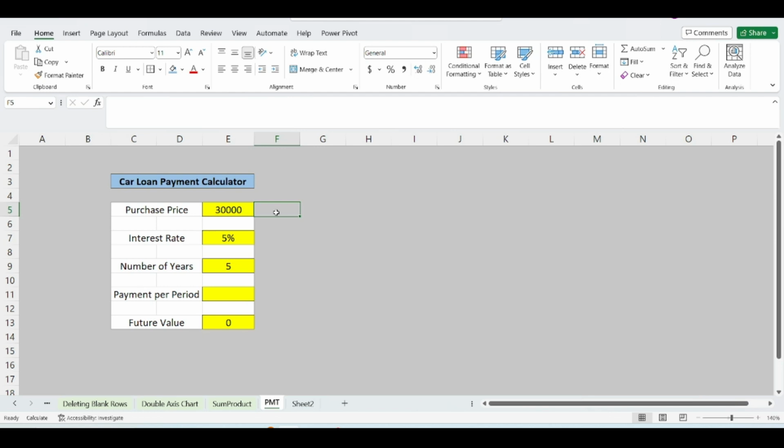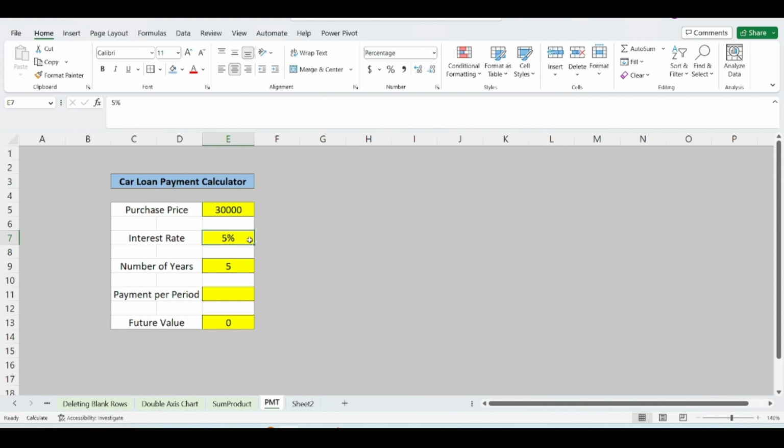And today I'm going to show you guys how to create your own car loan payment calculator using purchase price, interest rate, number of years, and future value. We'll break down all the definitions in a little bit. So purchase price is going to be the amount you finance. It's going to be the price of the car, all the costs associated with buying it, minus your down payment.